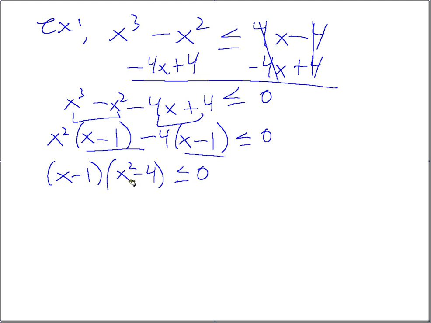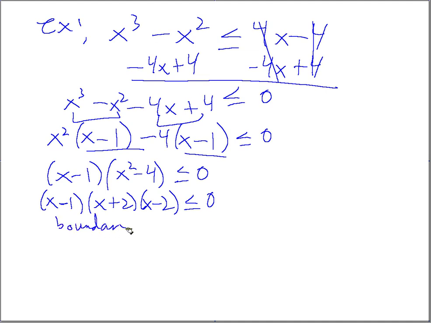But that's also factorable here, right? This is difference of squares. So x minus 1 times x plus 2 and x minus 2, as you already know. All right? But look at this now. Instead of having 2 factors, we now have 3. So we have 3 boundary values here, right? There's going to be positive 1 there. There's going to be negative 2 there. And positive 2 here. All right?